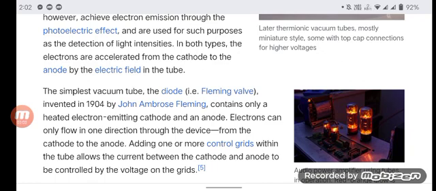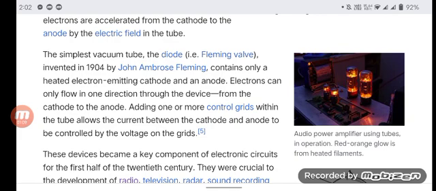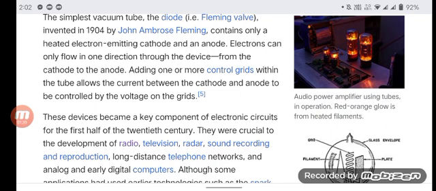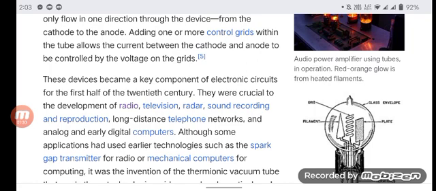The simplest vacuum tube, the diode, invented in 1904 by John Ambrose Fleming, contains only a heated electron-emitting cathode and an anode. Electrons can only flow in one direction through the device, from the cathode to the anode. Adding one or more control grids within the tube allows the current between the cathode and anode to be controlled by the voltage on the grid.